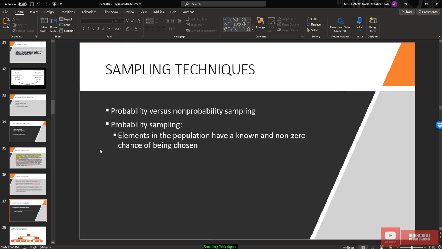So there are two types of sampling techniques. First is probabilistic, or probability, versus non-probability, or non-probabilistic, sampling techniques. In probability sampling techniques, elements in the population have a known and non-zero chance of being chosen. This means that every element, every member in the population, has an equal chance to be chosen. So this is a probabilistic sampling technique.